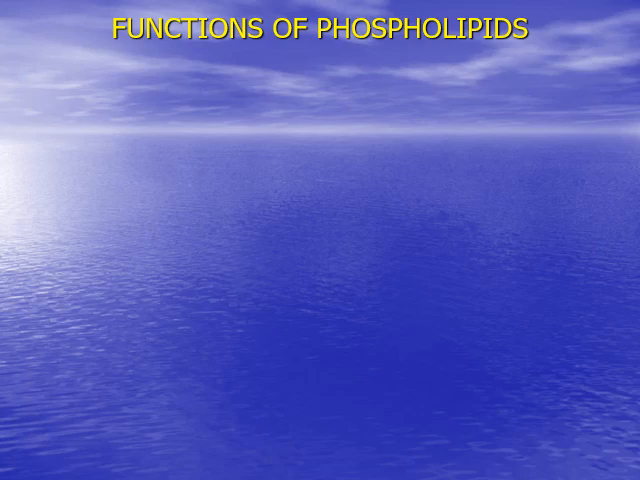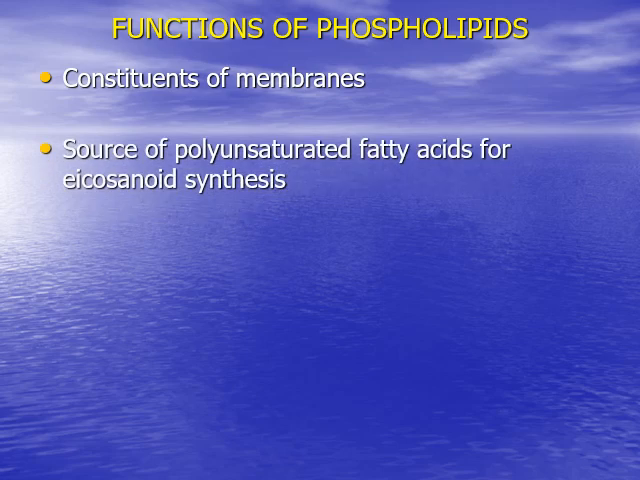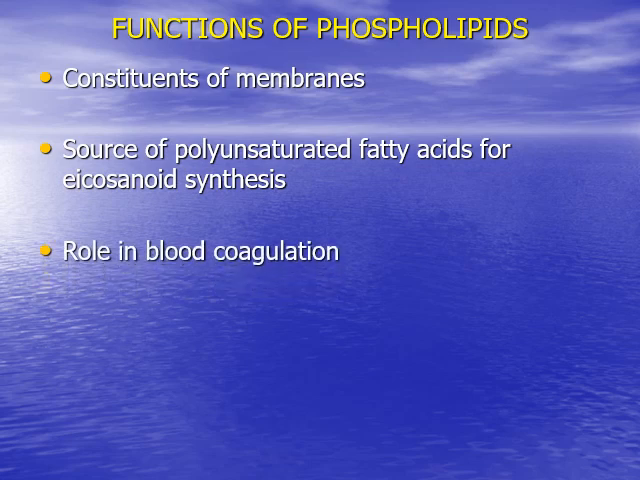Functions of phospholipids. Phospholipids act as constituents of membrane because of their amphipathic nature. They act as source of polyunsaturated fatty acids for eicosanoid synthesis. They have a role in blood coagulation.